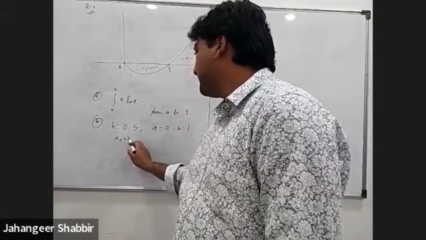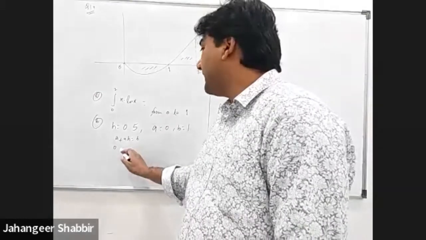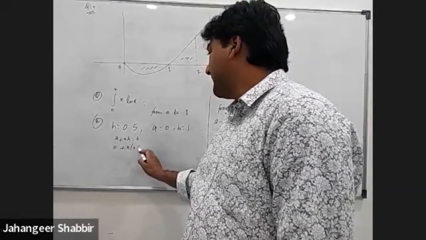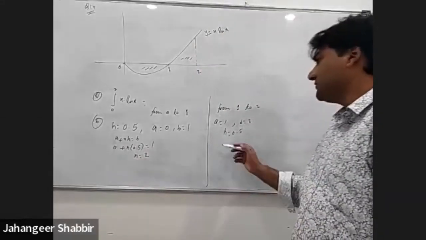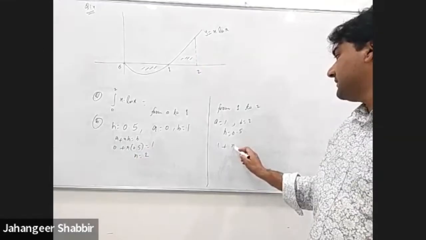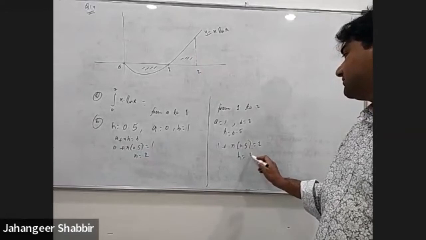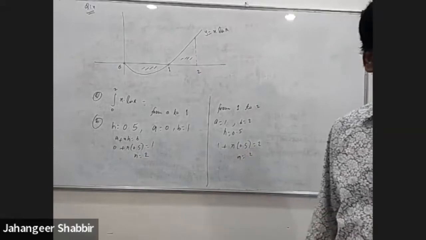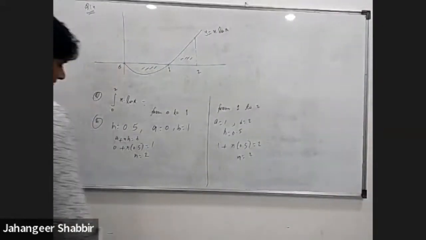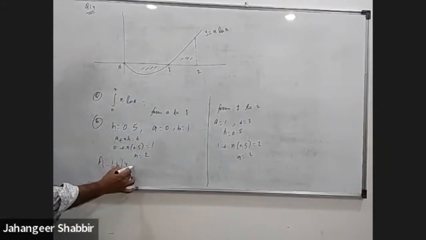So a plus nh equals b. And h is 0.5, b is 1. So n is 1 over 0.5, which is 2. Here also you will get a is 1, h is 0.5, b is 2. So again, if you solve, you will get 2. So n is 2 for both. Understood?